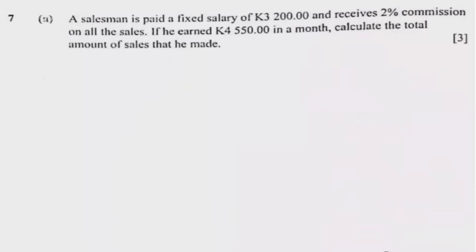We come to question 7, which is as follows. Question 7a: A salesman is paid a fixed salary of 3,200 kwacha and receives 2% commission on all the sales. If he earned 4,550 kwacha in a month, calculate the total amount of sales that he made.